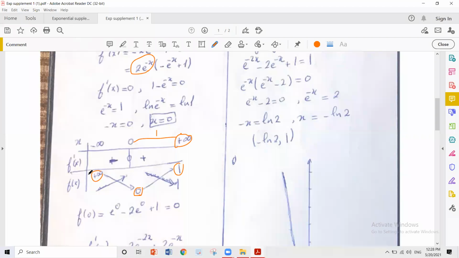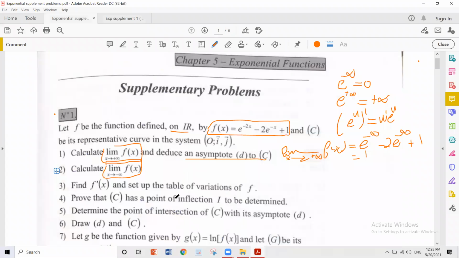Part 4. Prove that C has a point of inflection I to be determined. How to determine the point of inflection? It is the point where the second derivative, f double prime, equals 0 and changes sign. So I have to determine f double prime of x.